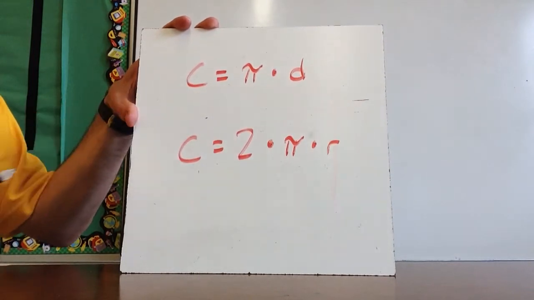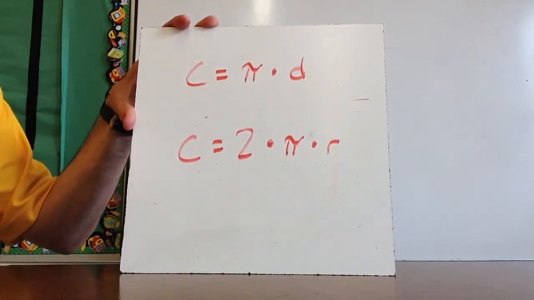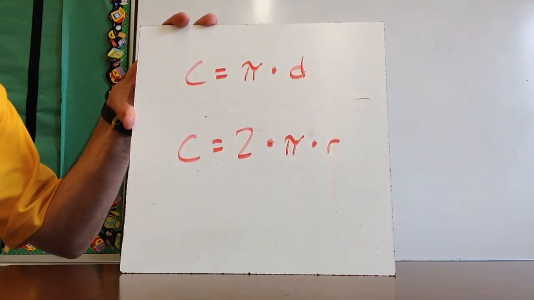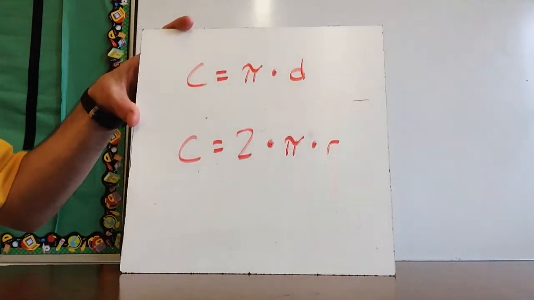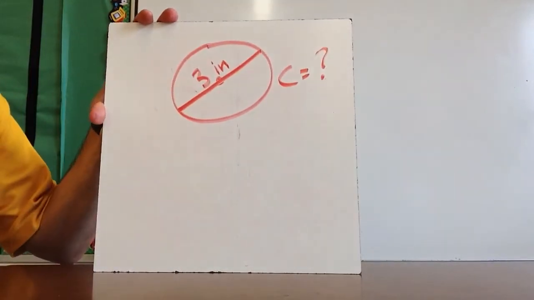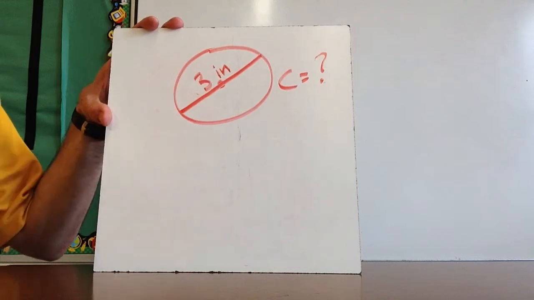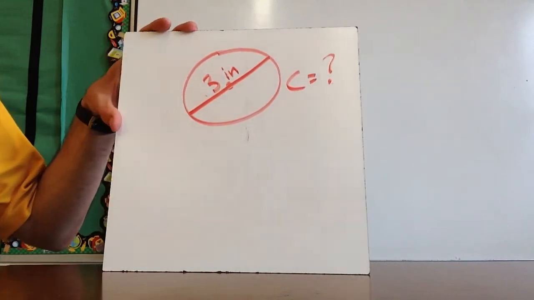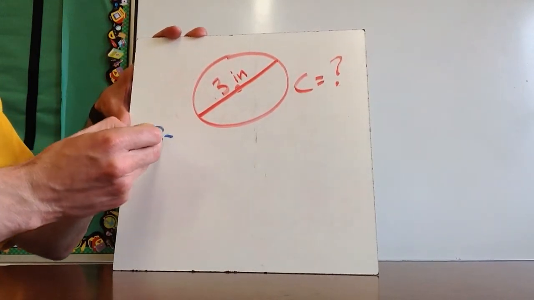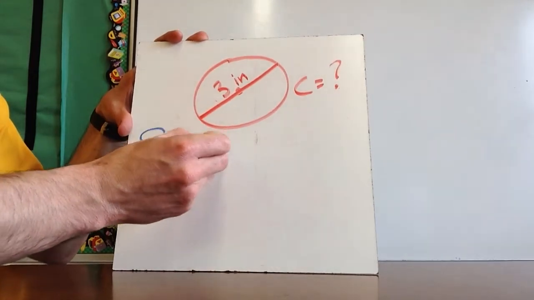So you may want to pause the video at this time to make sure that you get these two formulas into your notes. And so we're going to use these formulas today. And so let's talk about, first, how can I find the circumference of a circle that has a diameter of 3 inches? And so circumference equals pi times diameter.